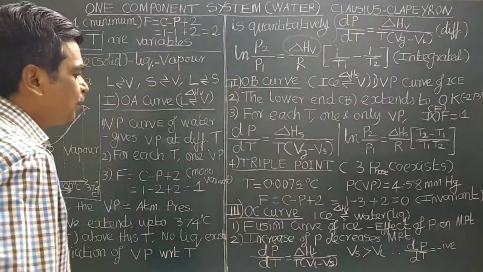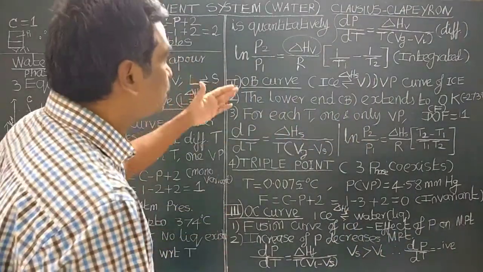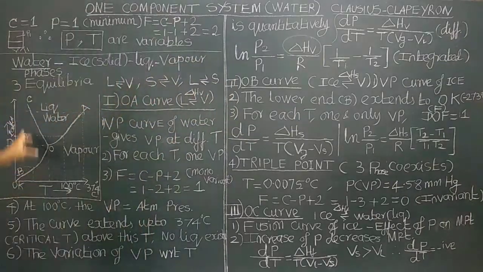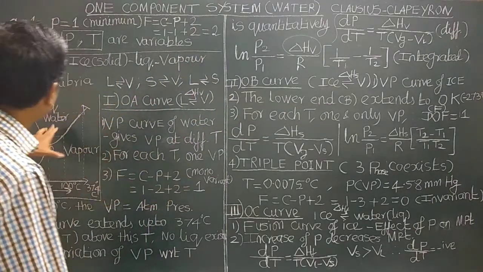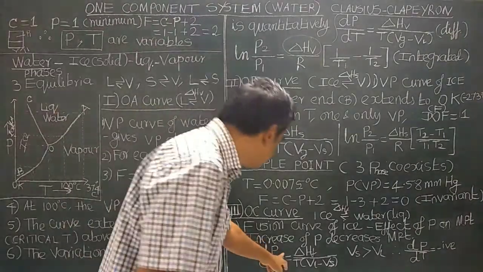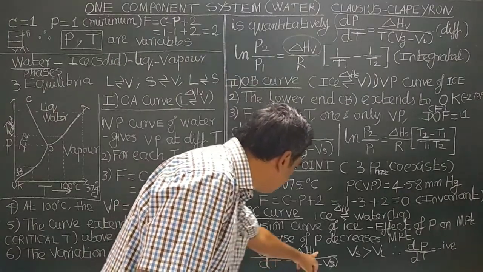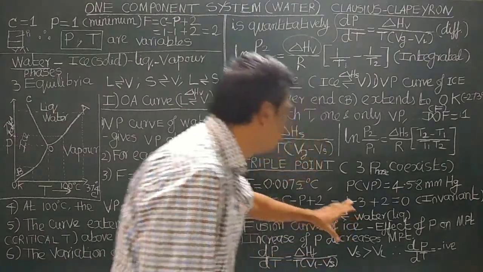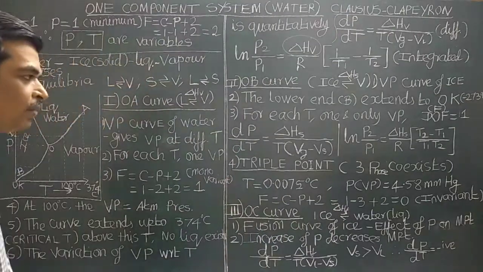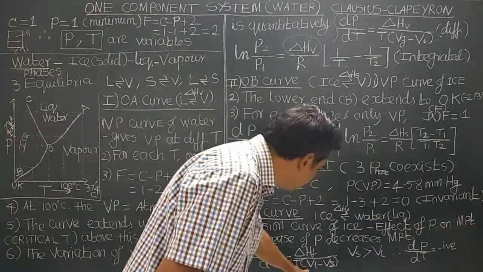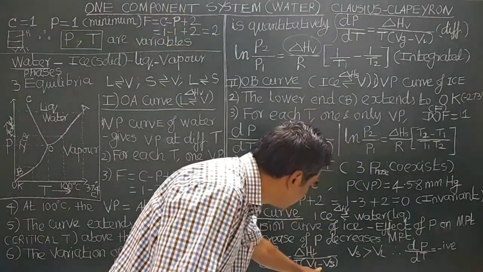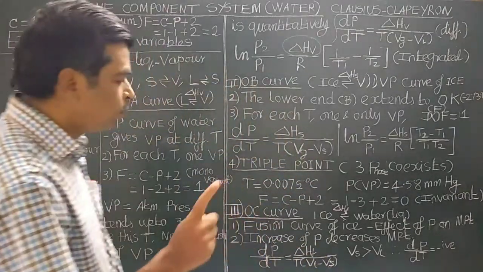Let us now apply the Clausius-Clapeyron equation for this equilibrium. dP by dT equal to delta H of fusion, the heat of melting or heat of fusion, divided by T times (volume of 1 mole of liquid minus volume of 1 mole of ice).